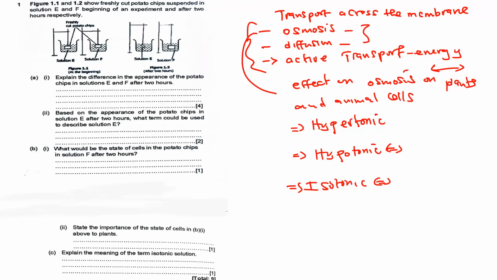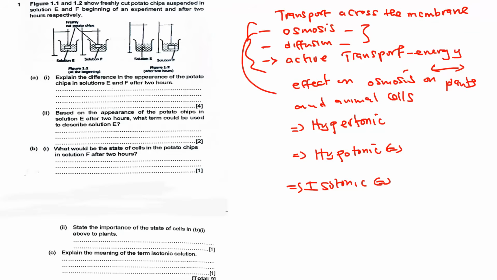Figures 1.1 and 1.2 show freshly cut potato chips suspended in solution E and F at the beginning of an experiment and after 2 hours respectively. Now, one thing that you should understand, first thing first, what type of cell are we dealing with?